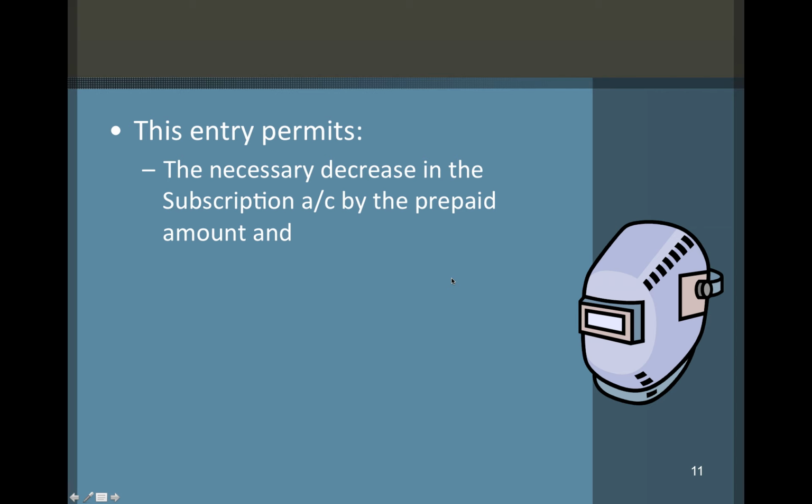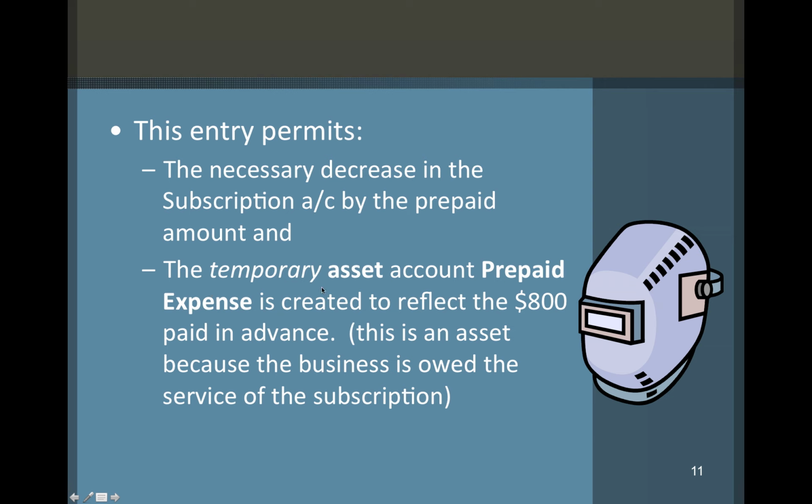So let's think about what that double entry allows us to achieve. It allows us to decrease the subscription account by the prepaid amount. Remember, that was $800, and the subscription account in the general journal entry was credited. And it also allows us to raise this temporary, and I emphasise temporary, asset account called the prepaid expense account. And in it is sitting this $800 because it represents an amount that we've paid in advance.